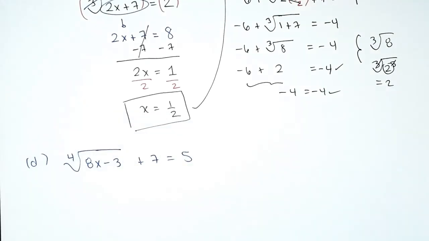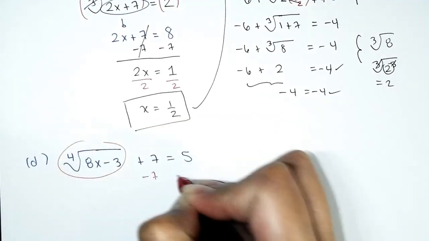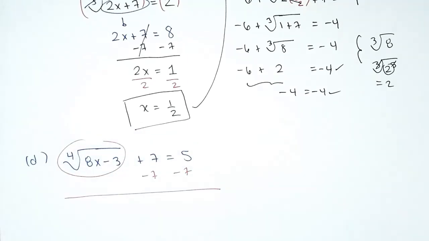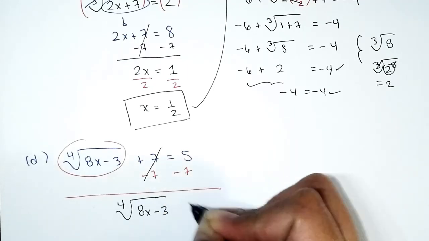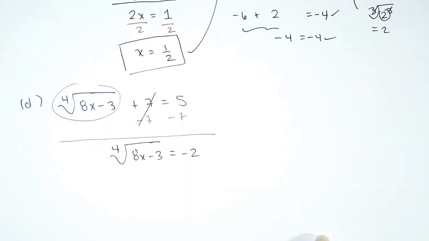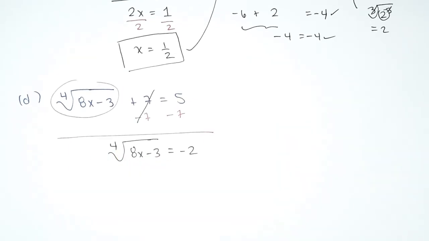Okay, so yes, we have a radical equation. Yes, we have that one radical. To solve a radical equation that only has one radical, our primary goal is to isolate that one radical. So let's subtract 7 from both sides, and that will leave us with fourth root of 8x minus 3 is equal to -2. Fantastic. So now what are we going to do? Once we have isolated that radical, our next goal is to get rid of that radical. How are we going to do it? To get rid of the radical, we're going to raise both sides to a power equal to the index. So because the index is 4, then we're going to raise both sides to a power of 4.